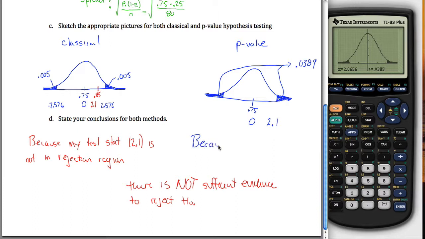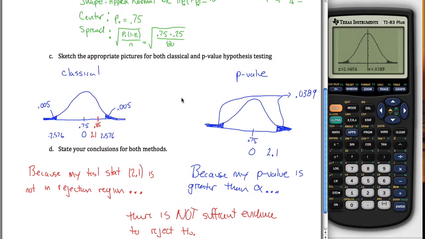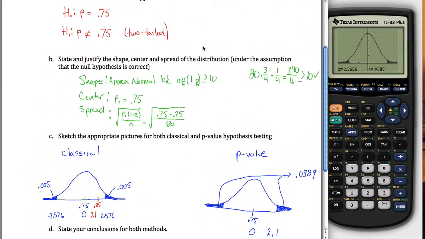Because my p-value is greater than alpha, there is not sufficient evidence. So for this reason, we draw the exact same conclusion. Anyways, there's the classical method and the p-value method for doing proportion hypothesis testing.